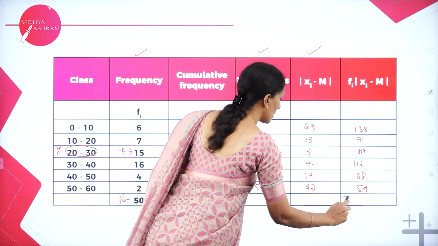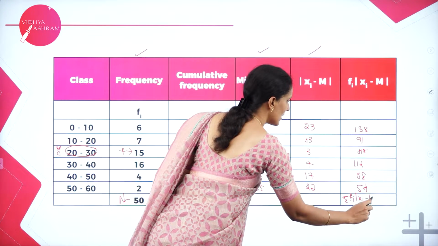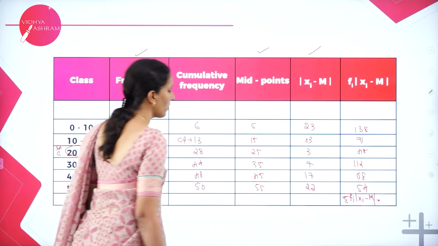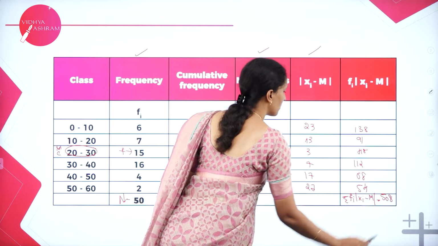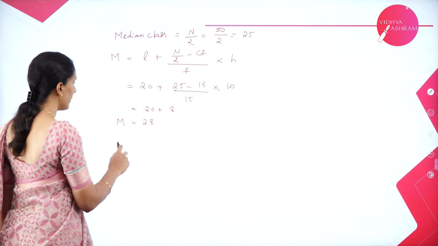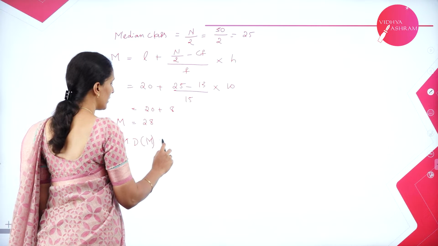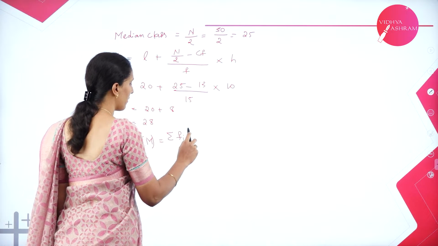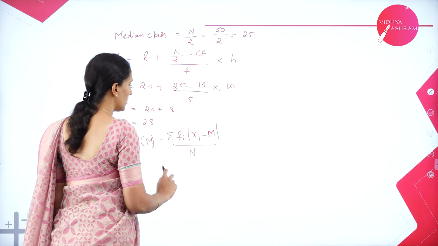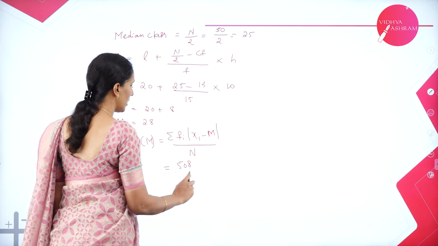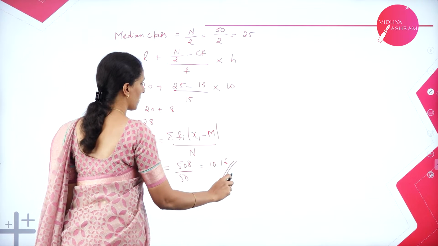So the summation of this column, that is summation fi into absolute value of xi minus m, where m is the median. When you add all the terms, you will get the value as 508. Now let us calculate the mean deviation. Mean deviation, whenever the median is given, is equal to summation fi xi minus m divided by n. So that is 508 divided by 50. So the answer is 10.16.